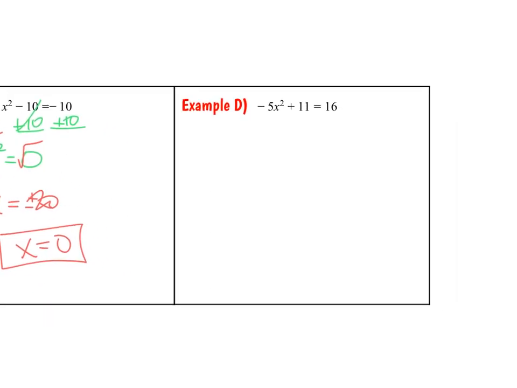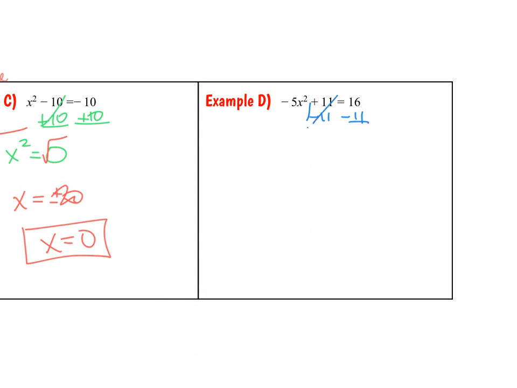So we have negative 5x squared plus 11 equals 16. We want to isolate our squared value. So what we're going to do is subtract 11 from both sides. So we get negative 5x squared equals 16 minus 11, that is 5, and then divide by negative 5. So now we get x squared equals negative 1.